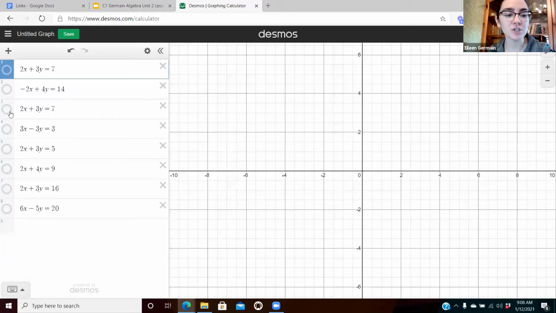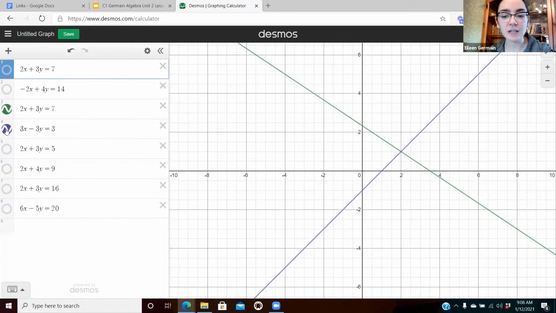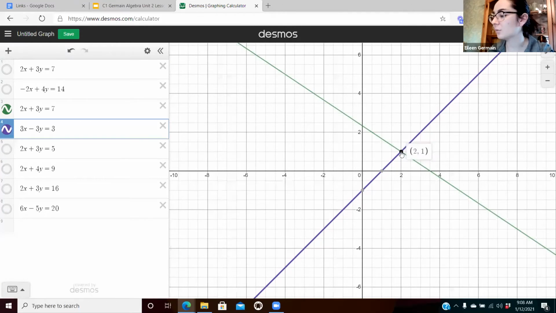Okay, if I come over here to check it, I click my second 2 here. It intersects at (2, 1). Woo, nailed it.